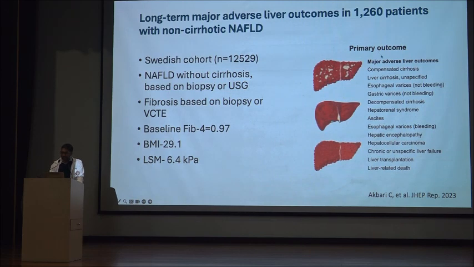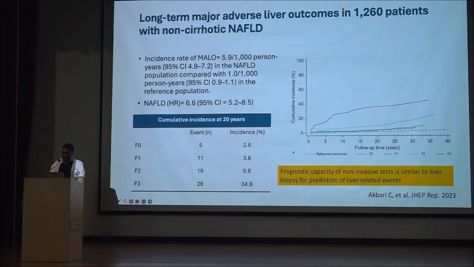The major outcomes were development of cirrhosis, development of esophageal varices, decompensation, HRS, ascites, bleeding, HCC, or a liver transplant or liver-related death. They found that compared to the reference or the general population, the incidence of MALO was significantly higher in these patients. And the cumulative incidence at 20 years was nearly 35% if they had baseline F3 fibrosis, compared to those who had F0 or F1, where the cumulative incidence was not more than 3%.